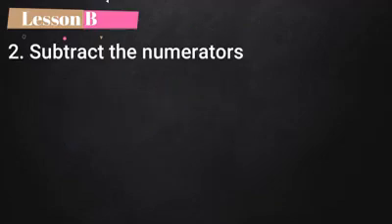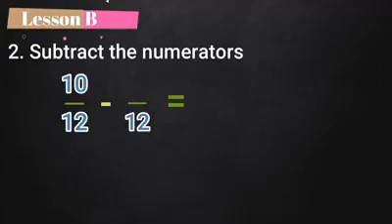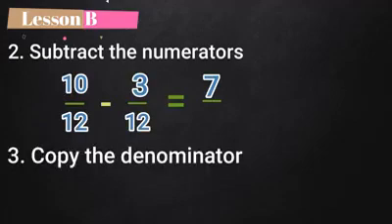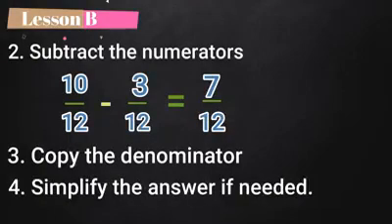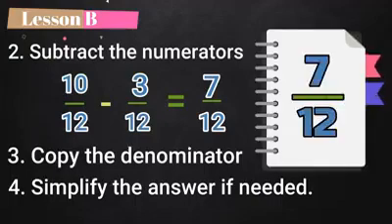Number 2, subtract the numerators. 10 minus 3 equals 7. Number 3, copy the denominator, which is 12. And number 4, simplify the answer if needed. The answer 7/12 need not be simplified. Therefore, the final answer is 7/12.